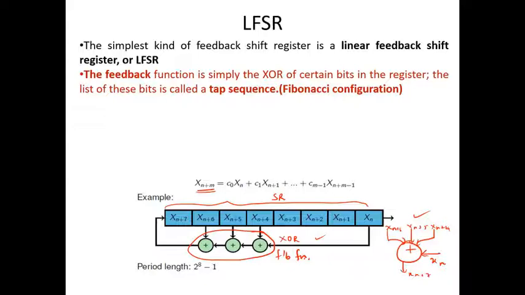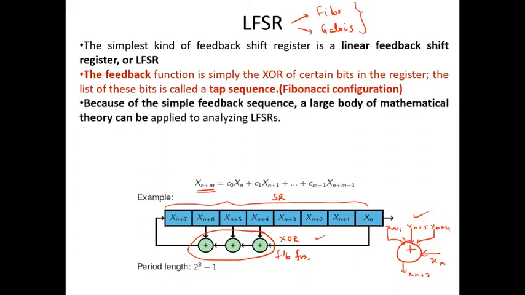We have two configurations for shift registers or LFSRs: the Fibonacci configuration and the Galois configuration. So we'll be studying the two configurations here. The one which is shown in this diagram is a Fibonacci configuration.